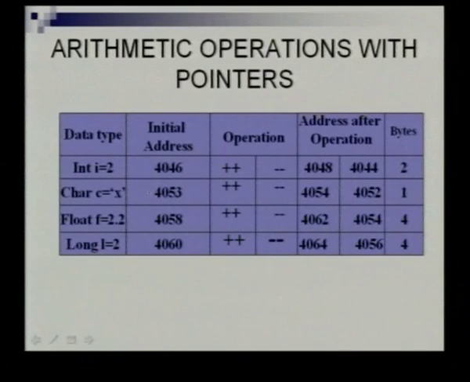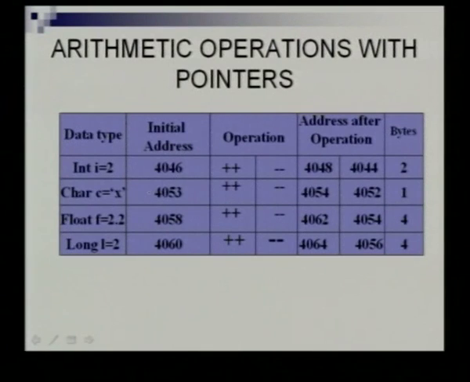Next we move to the possible arithmetic operations that can be performed using pointers. Arithmetic operations, we all know, are addition, subtraction, multiplication and division. Now this is how their addresses are manipulated. Here if you see, when I give integer I, we know an integer occupies 2 bytes. So the increment and decrement operations have the effect of changing the address by 2 bytes.